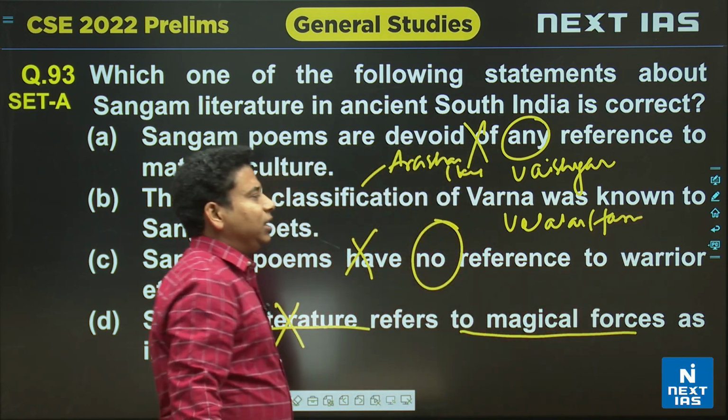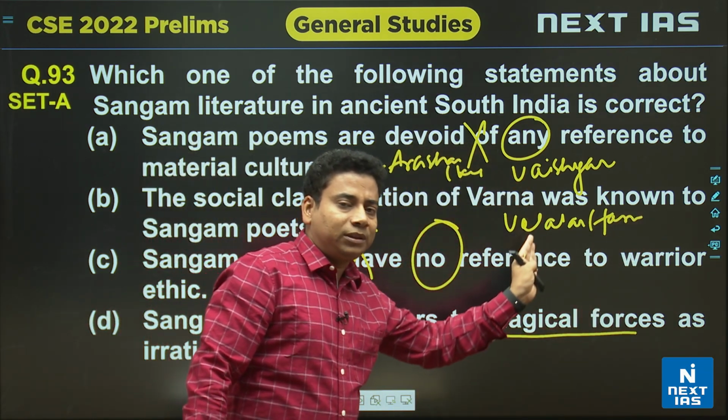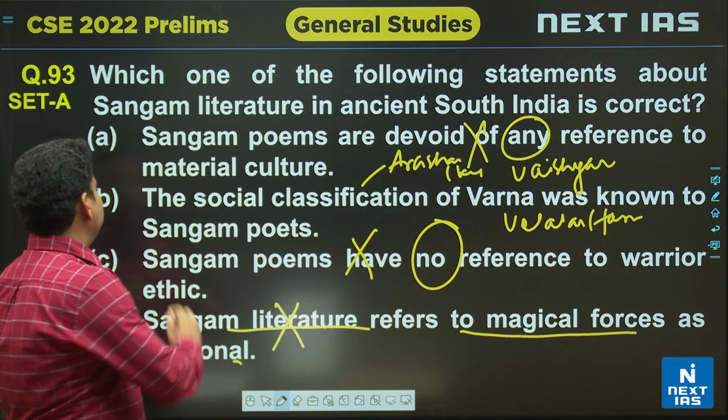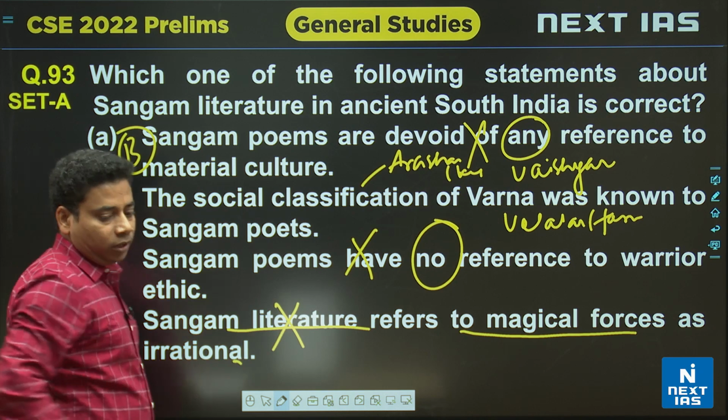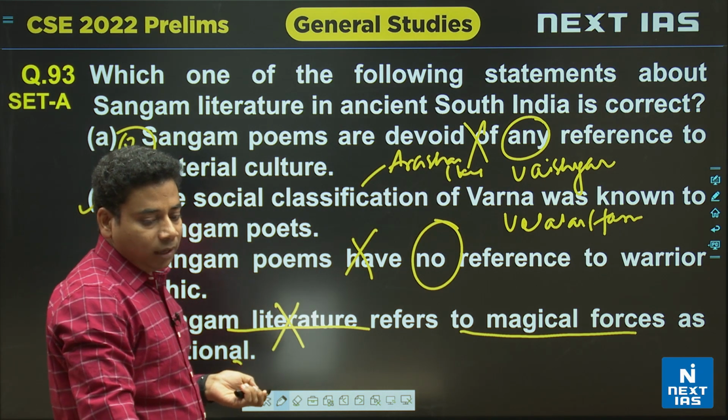But even if you don't know this particular thing, by elimination you can get the correct answer, and that is B. Okay, that is B. Now moving to the next question.